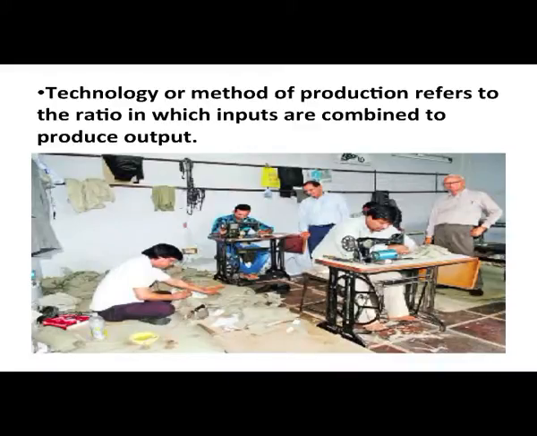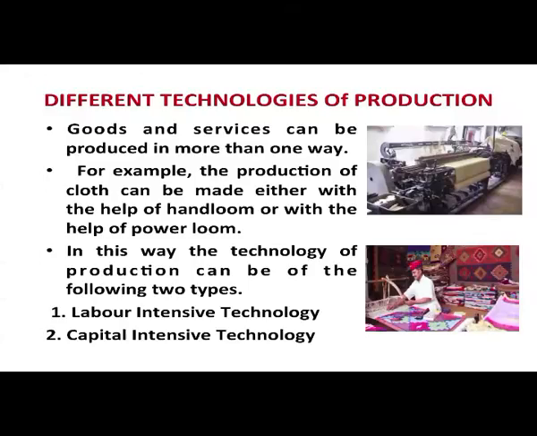The technology or method of production refers to the ratio in which inputs are combined to produce an output. So, the production function is also defined as the technological relationship that tells us the maximum output producible from various combinations of inputs. Now, let us understand the different technologies of production.